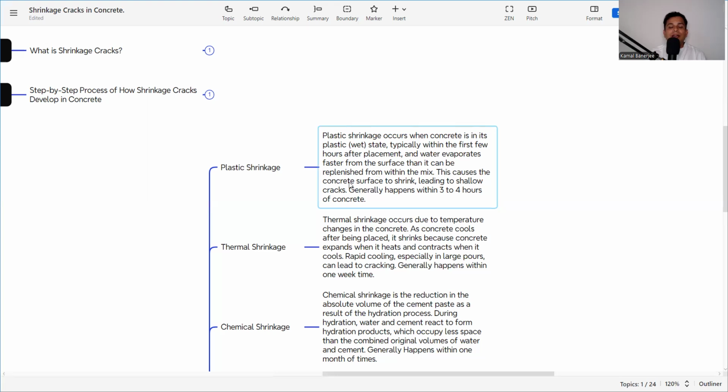This causes the concrete surface to shrink, leading to shallow cracks. It generally happens within 3 to 4 hours. So right after placing the concrete, this happens, and that is called plastic shrinkage. So first, plastic shrinkage is created.